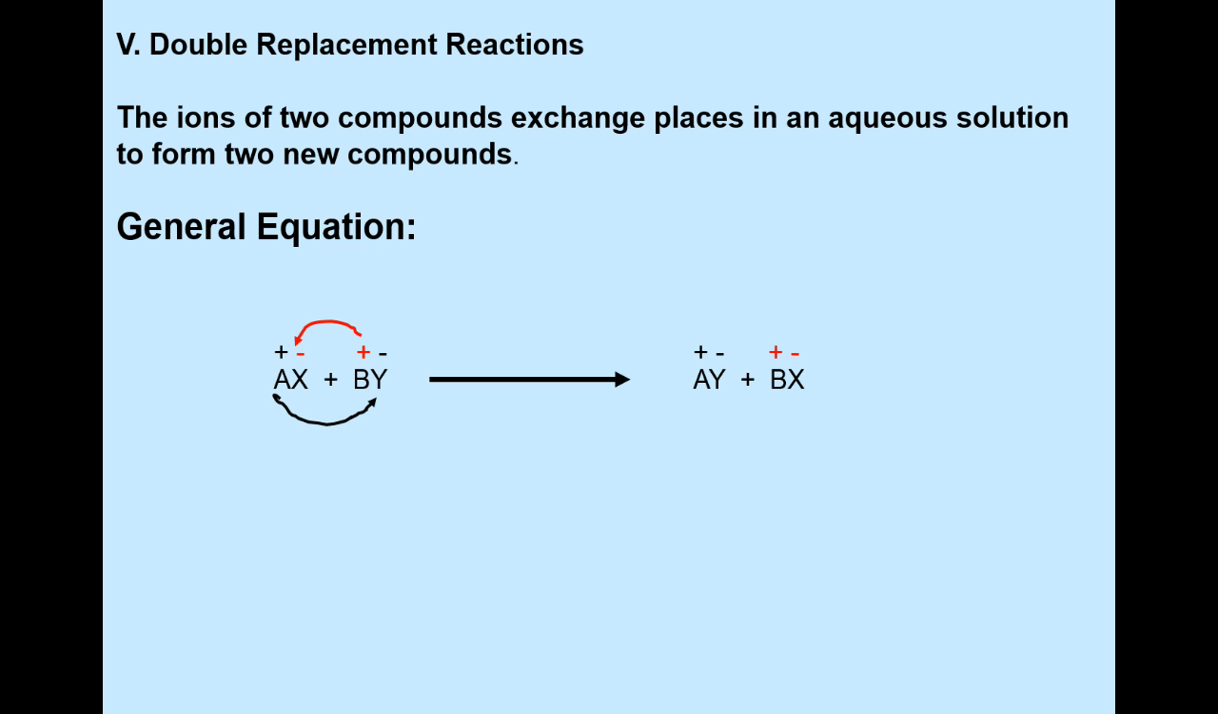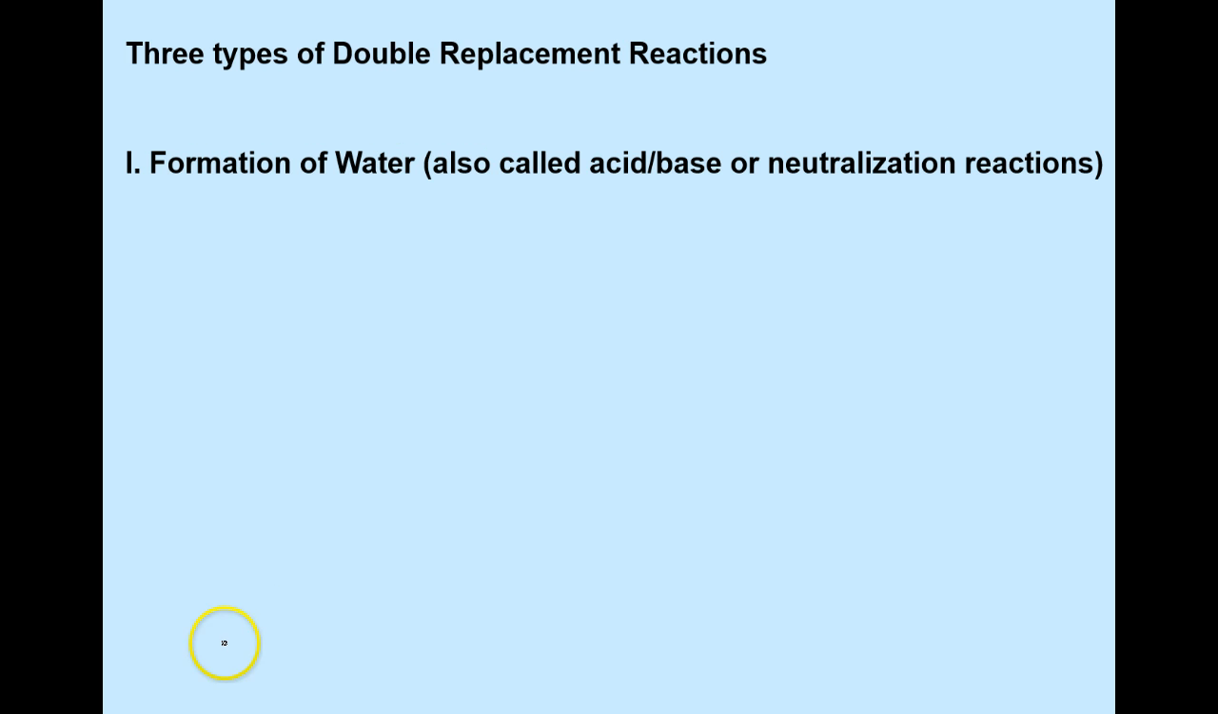We have three different kinds of double replacement reactions. The first one is the formation of water. Now, the type of double replacement reaction is determined by the type of product that it is forming. In this case, it's the formation of water, called an acid-base reaction because you have an acid reacting with a base, or it's also called a neutralization reaction for the same reason. An acid is reacting with a base, neutralizing one another. Alright, so let's take a look at this.